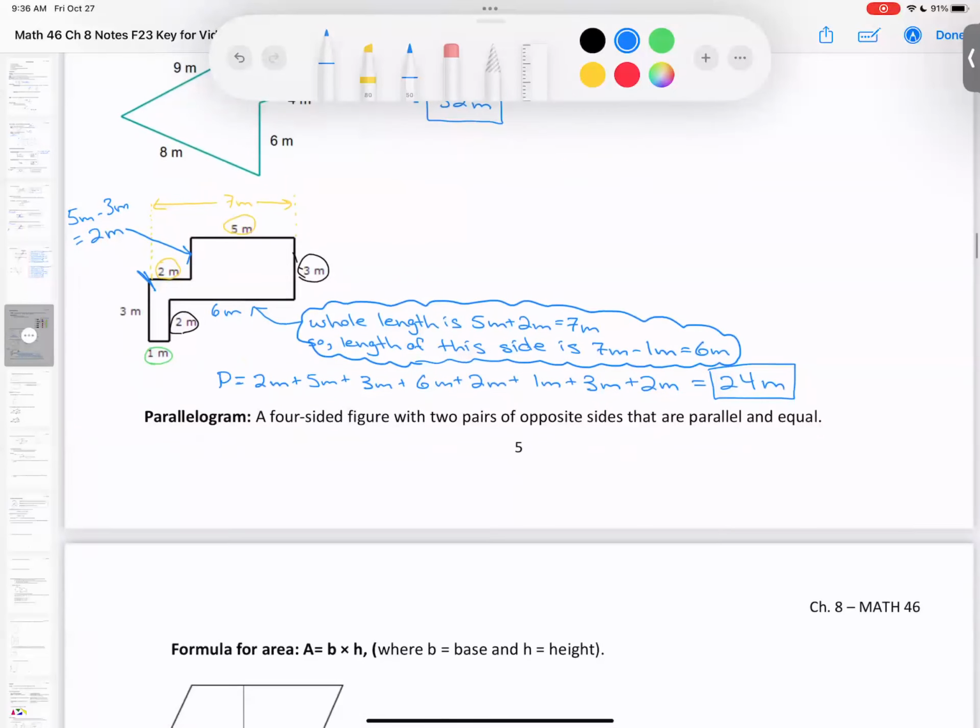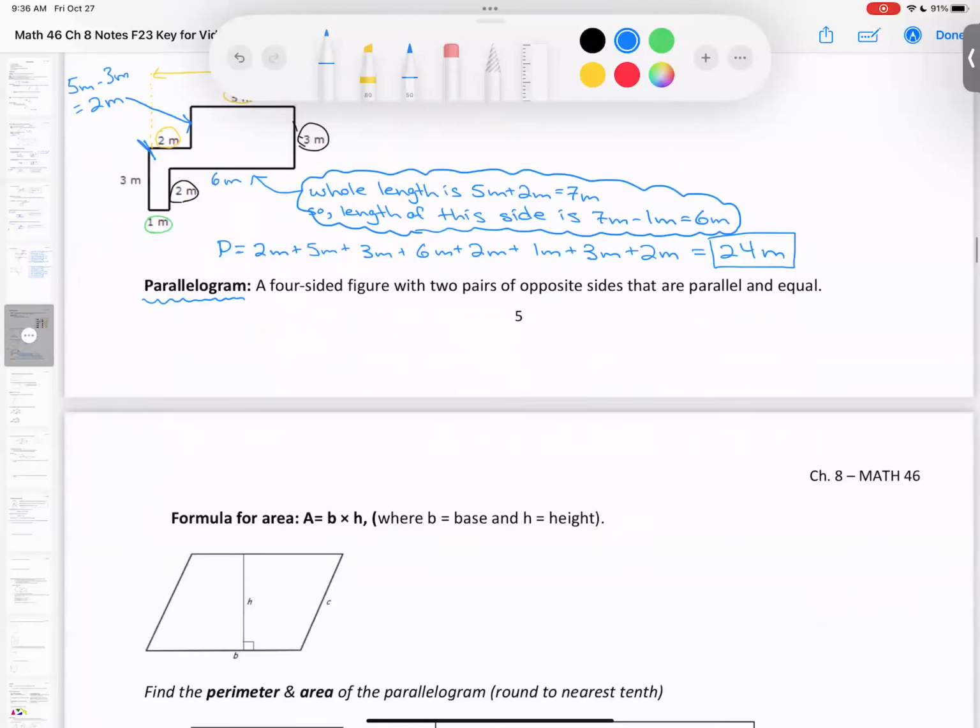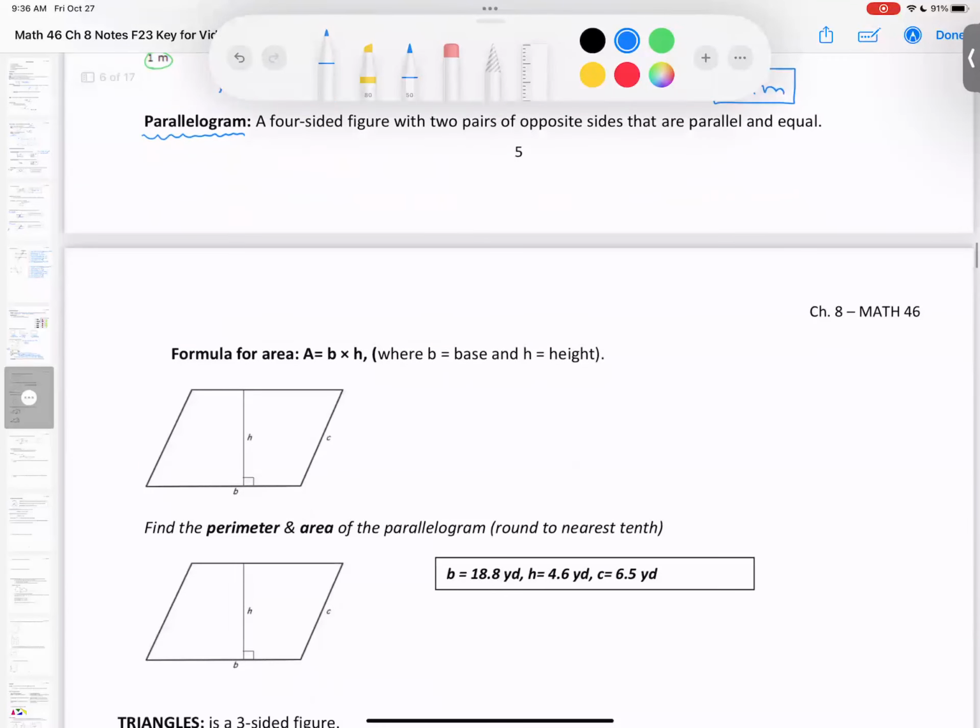Okay. A little more vocab. A parallelogram is going to be a quadrilateral, or four-sided figure, where the opposite sides are parallel and equal. For example, here are two parallelograms pictured here. If you look, this side and this side are parallel, and this side and this side are also parallel.